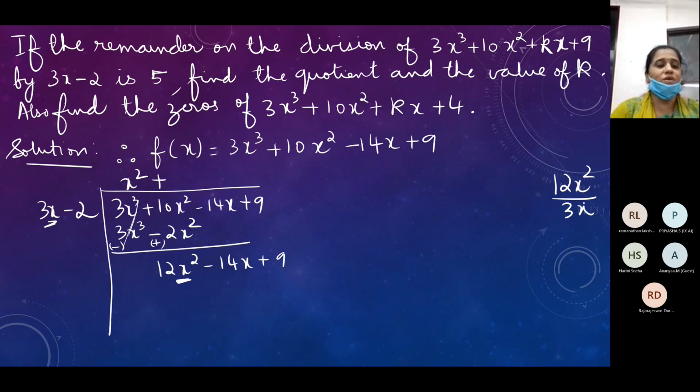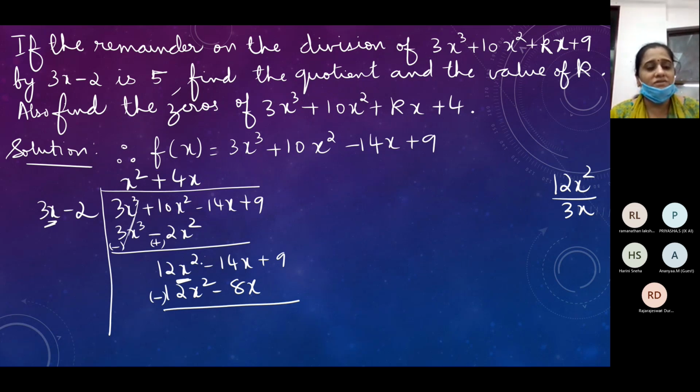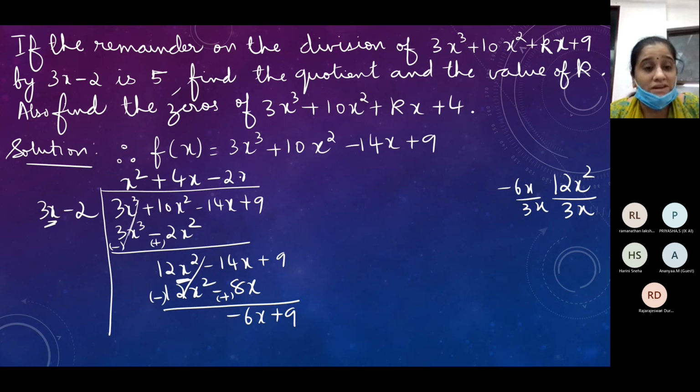So that will be plus 4x. Now multiply 4x with 3x. What is 4x into 3x? 12x squared. And what is 4x into minus 2? Minus 8x. Now change the signs. Minus cancels. What is minus 14x plus 8x? Then plus 9 comes down. Now again, minus 6x by 3x, minus 2.